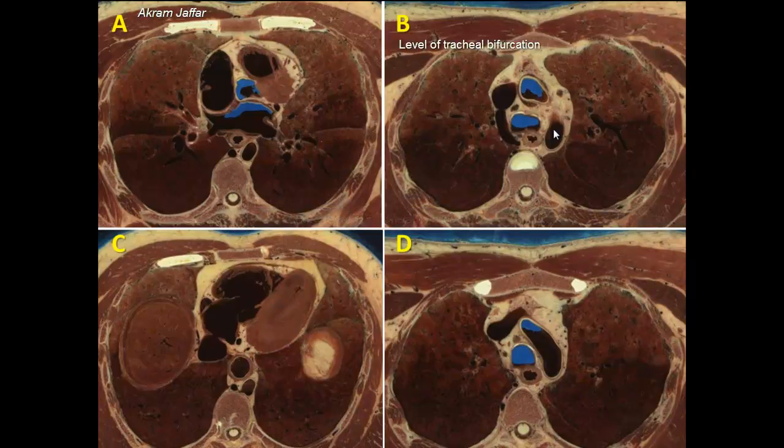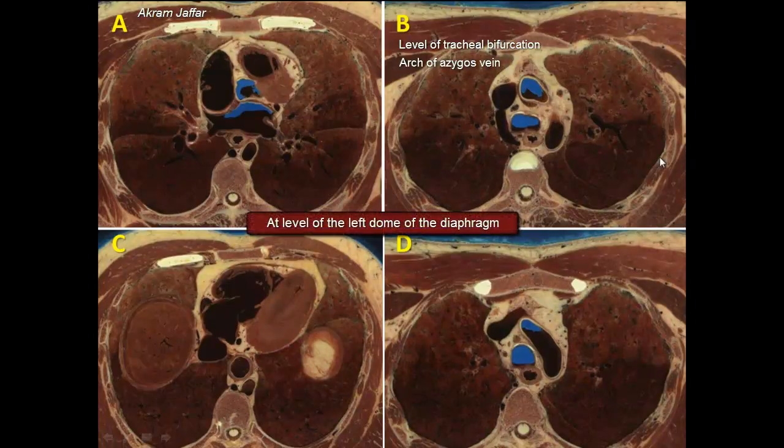Now, which of the sections shows the arch of the azygous vein? It has been just mentioned here. This is the arch of the azygous vein here in section B. Which of the sections is at the level of the left dome of the diaphragm? So let's look on the left side of the section. Here, we cannot see the diaphragm, but only in this section we can see the left dome of the diaphragm has been shown here.